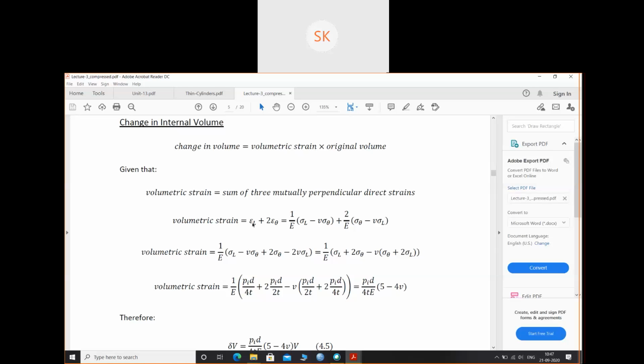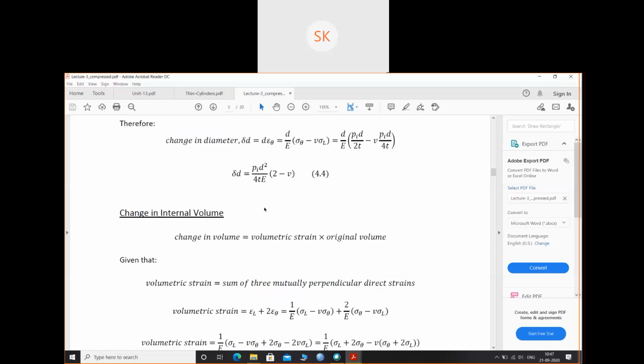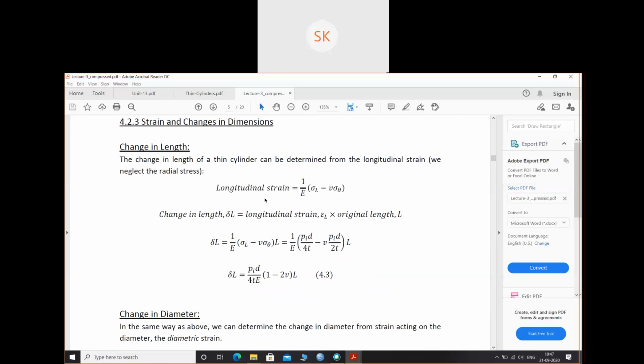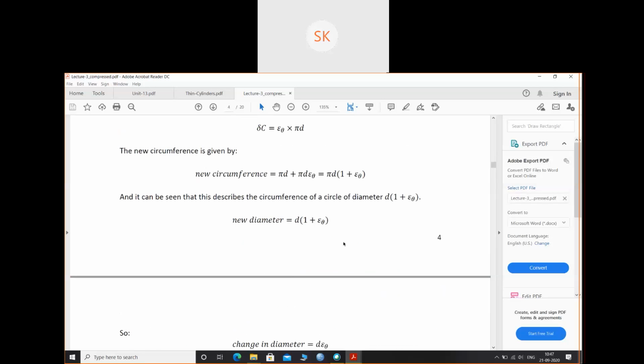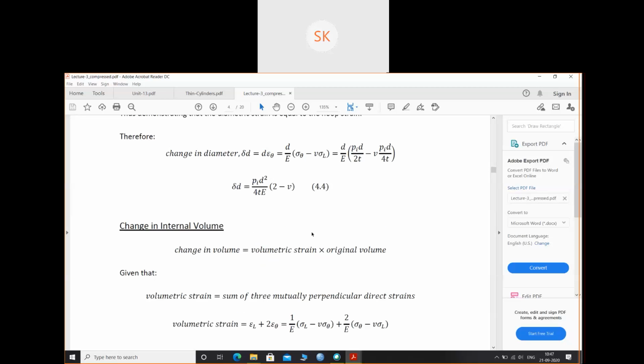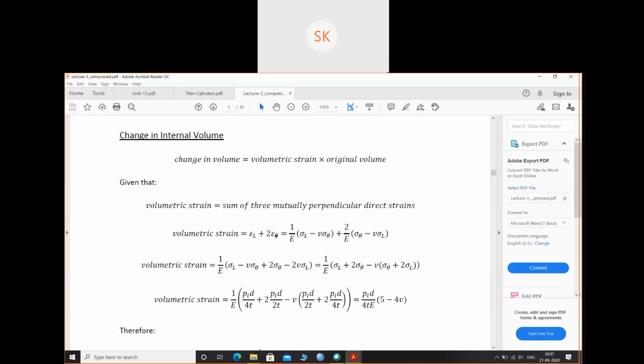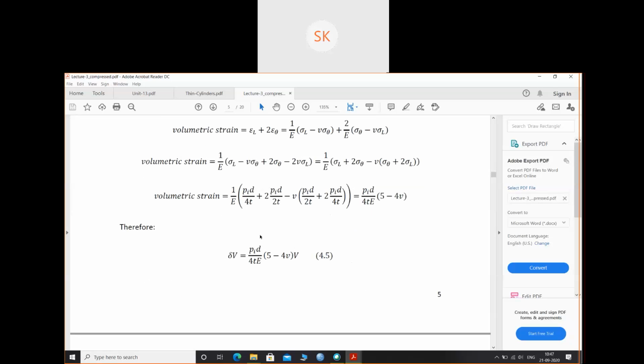We got e L from the earlier part, 1 by E sigma L minus V sigma theta. That is what they have put here, plus 2 of e theta. We got e theta as 1 by E sigma theta minus V sigma L. So put all the values here, and you will get the change in volume.